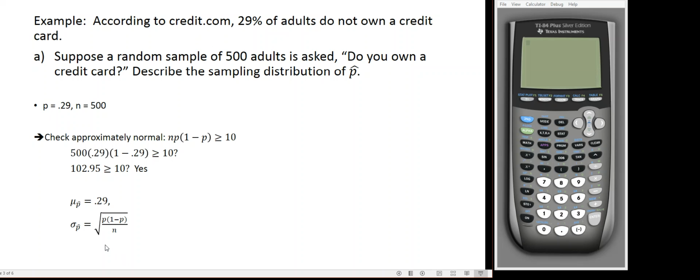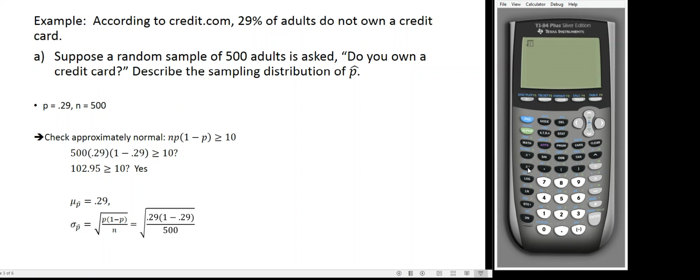And then our sigma sub p hat is going to be a little bit more complicated just because we have to plug this into a formula. So we're going to plug in p and then do 1 minus p over n. Plugging that in, we get 0.29 times 1 minus 0.29 over 500. If we use our calculator over here, we can plug this in. We just have to be a little bit careful with parentheses.